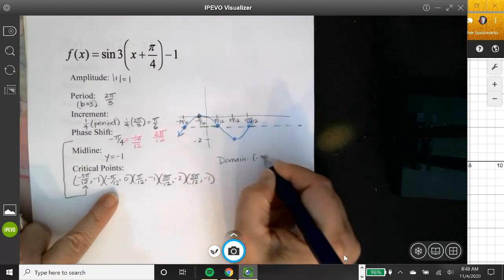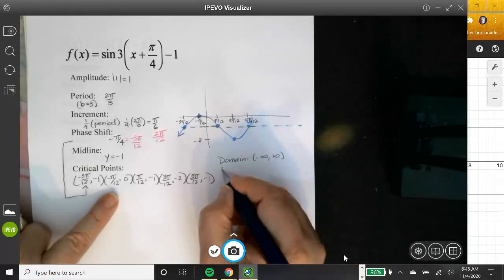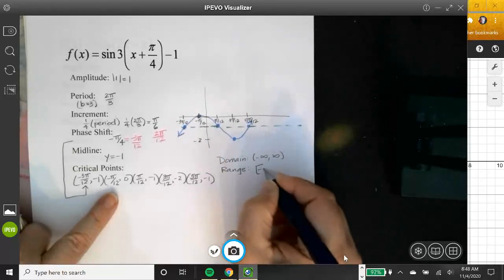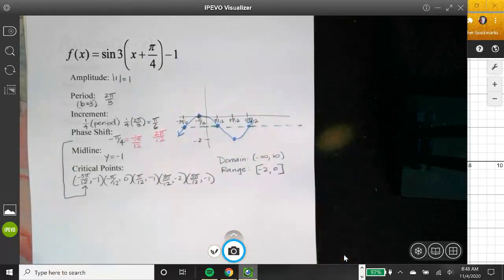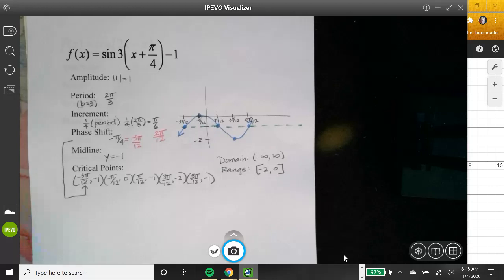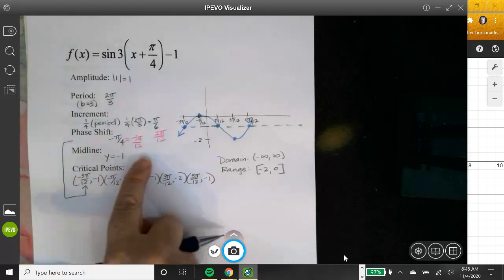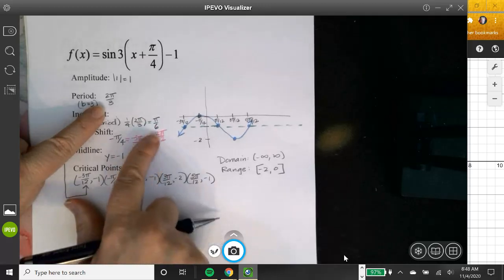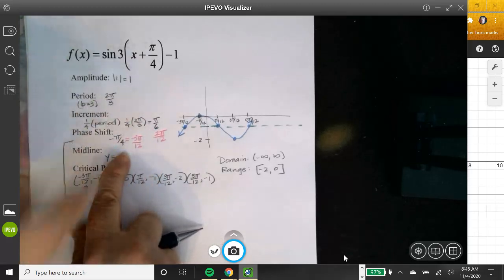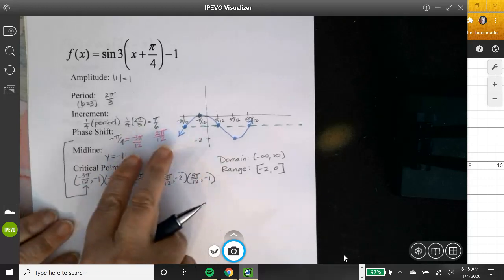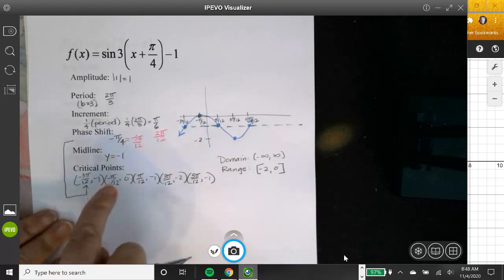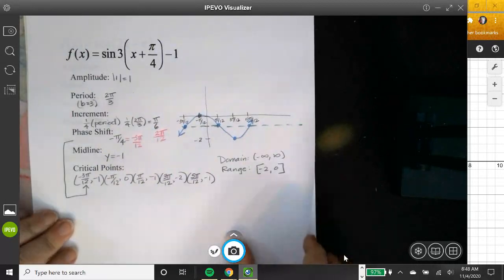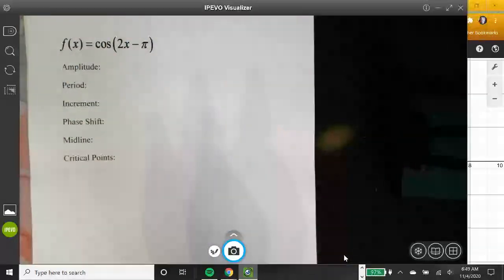You'd be absolutely right. All right, so the domain is -infinity to infinity. The range here is -2 to 0. And that is our lovely sine curve. So what makes this problem challenging is that when the period is 2 pi over 3, the increment is pi over 6, and our phase shift here happens to be negative pi over 4, and we had to find a common denominator in order to get to our next critical point by adding an increment. Okay? All right, let's do another one.